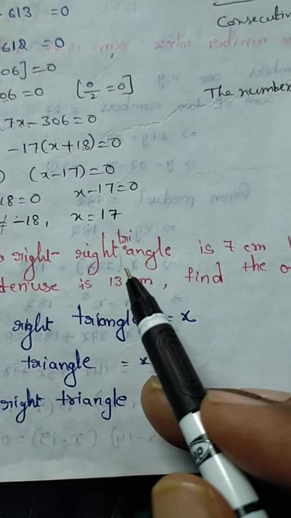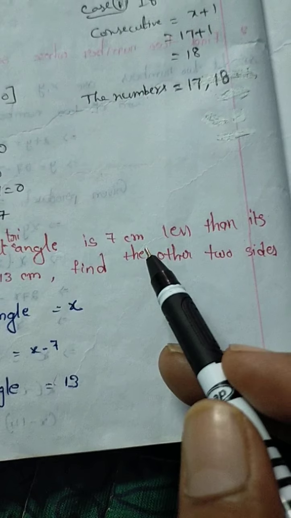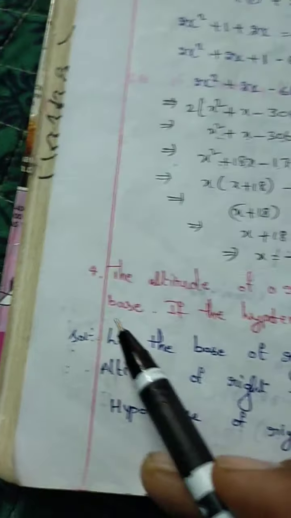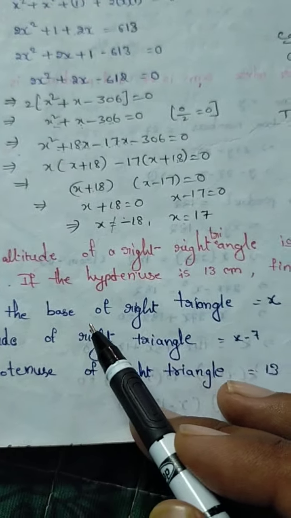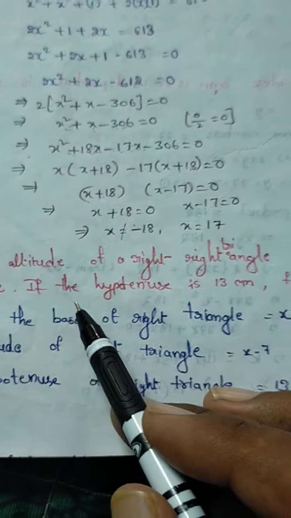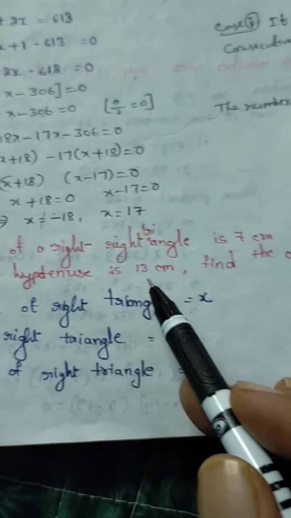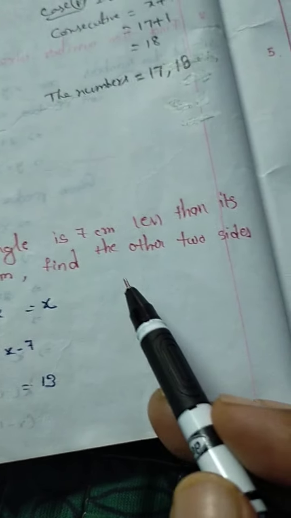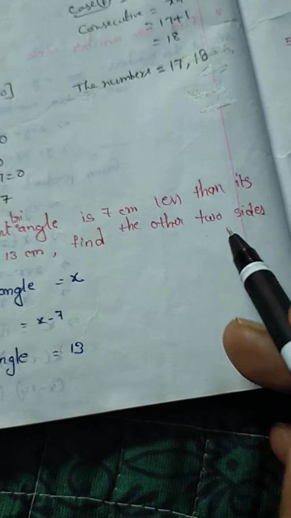The problem: the altitude of a right triangle is 7 centimeters less than its base. Less than means minus. If the hypotenuse is 13 centimeters, find the other two sides. Hypotenuse given, find two sides.